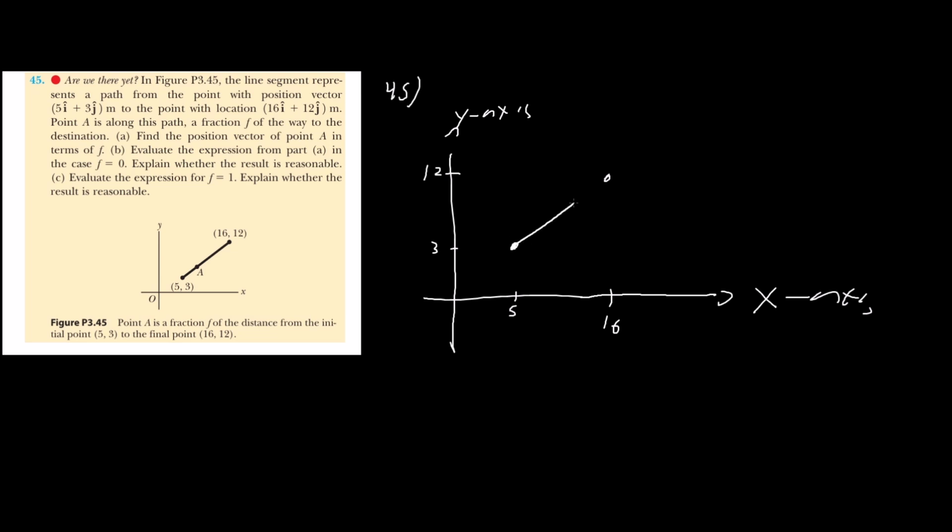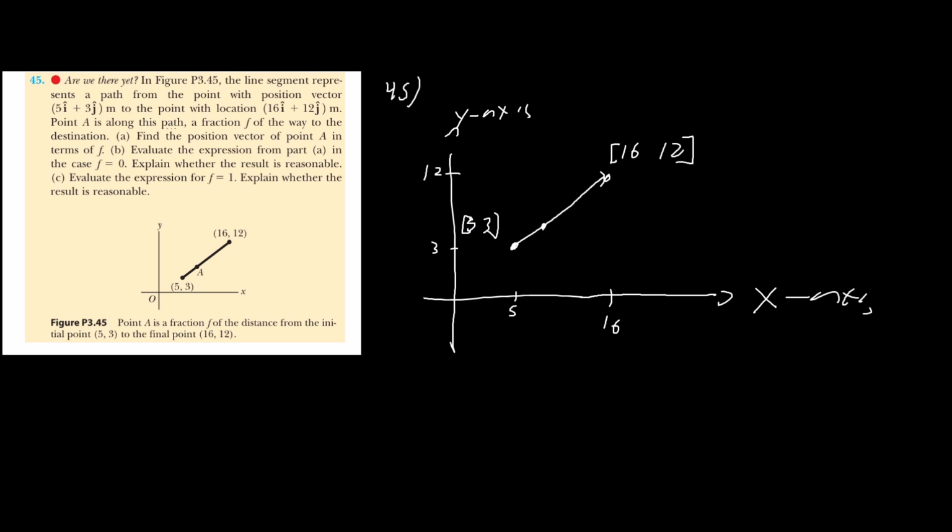So this is going to be a straight line segment with 2 endpoints. This is going to be 5 and 3, and 16 and 12. A fraction of f. Okay, point A. So this is going to be point A, somewhere in here. It's along a fraction of the way to the destination. Find the position vector of A in terms of f.